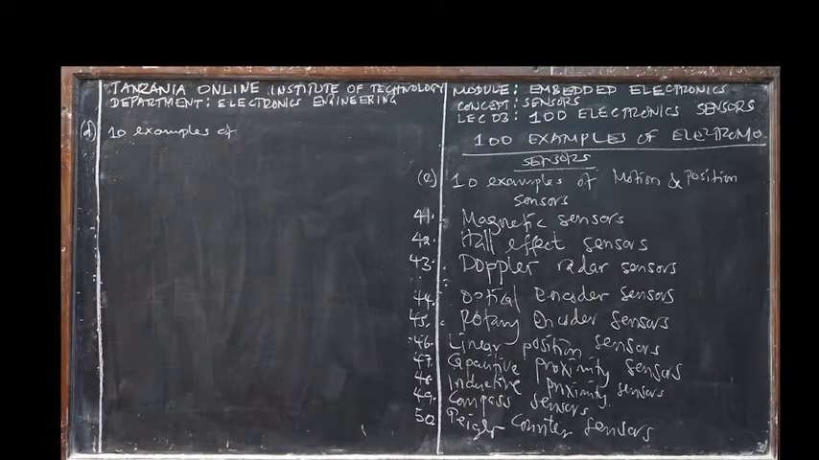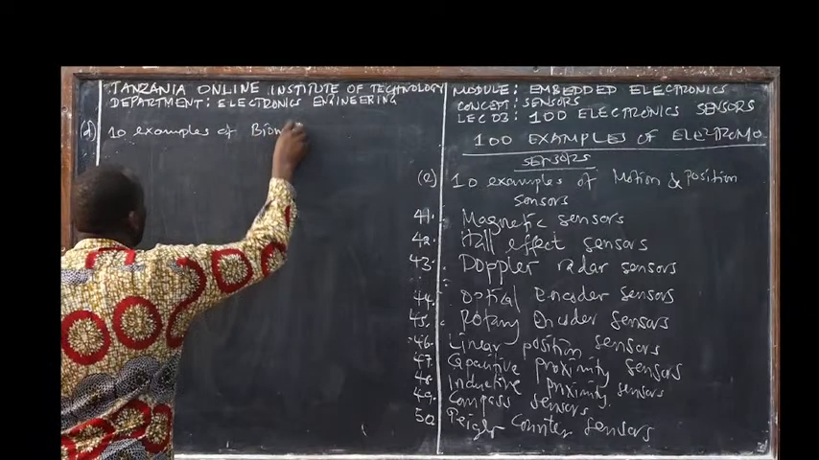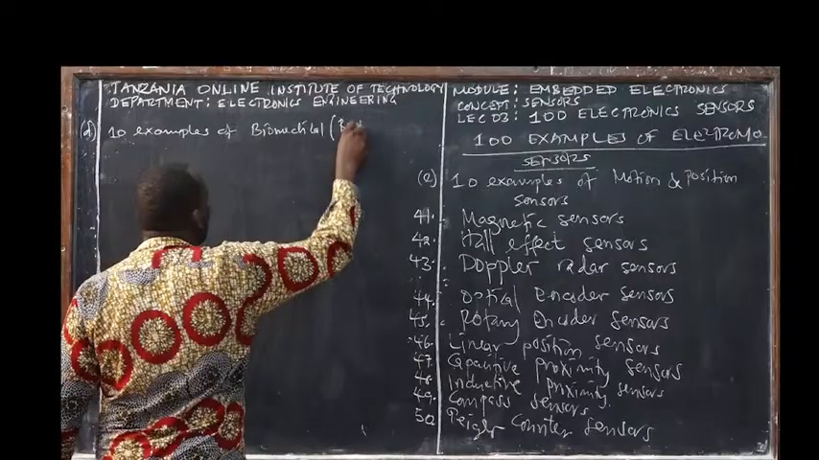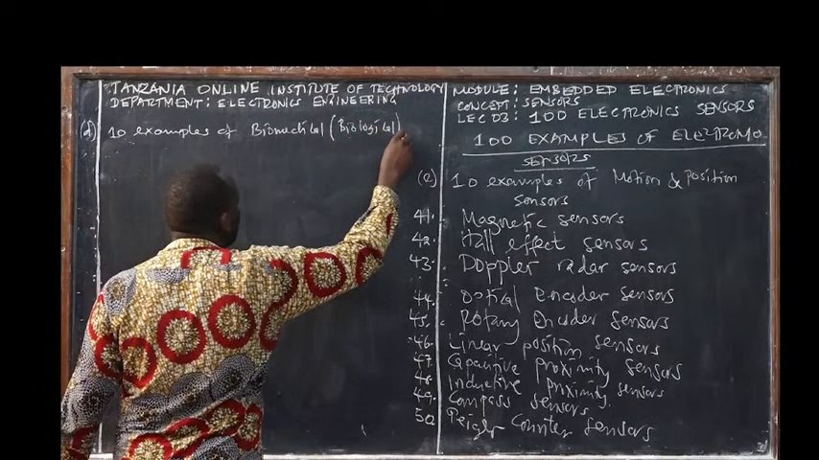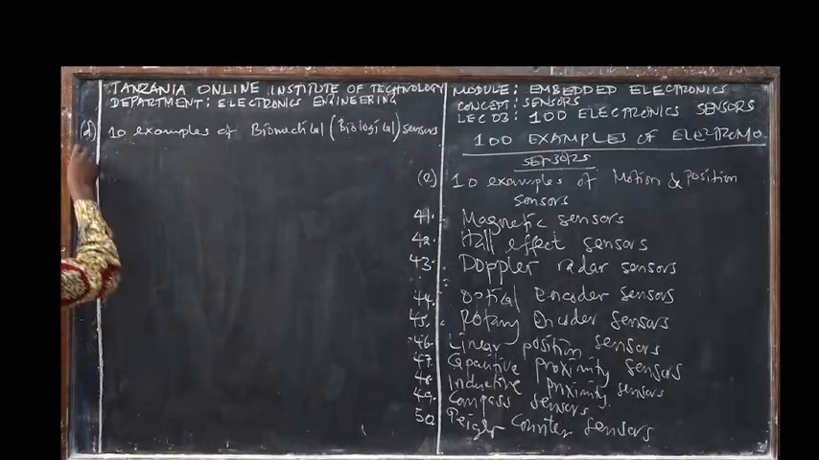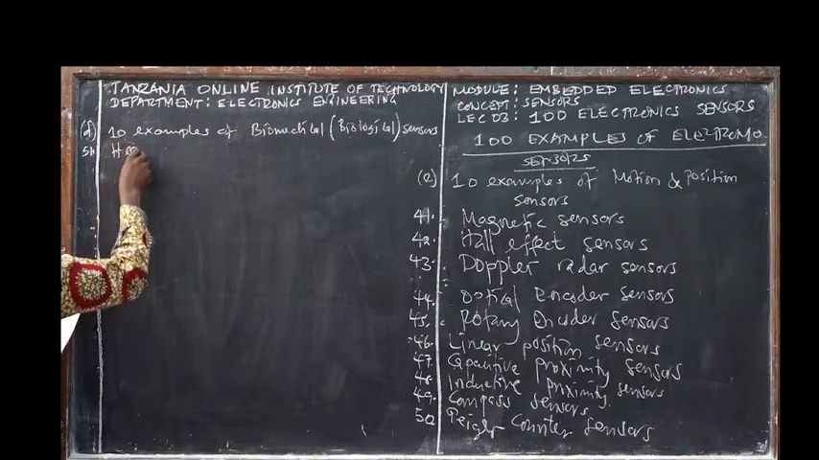Now we go for the sixth category. What is the sixth category? Biomedical or biological? Biomedical. Let me say biomedical, biological. Loudly. Okay. In this group, the first one is common, very interesting.